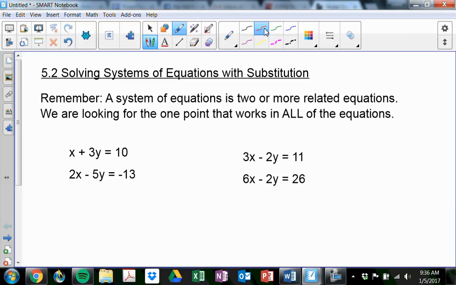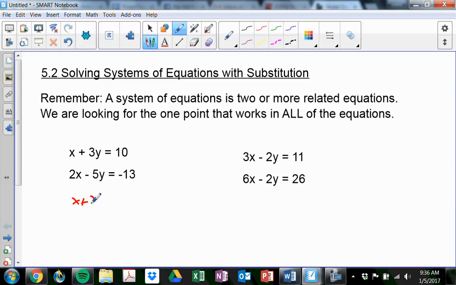With substitution, you try to get a variable by itself. You look at the system, and you see which variable can I isolate the easiest. Out of these four options, this is the one that I can get by itself the fastest and the easiest, because it has a coefficient of 1. If you can find a variable with a coefficient of 1 or negative 1, get that variable by itself. So I'm going to solve for this x.